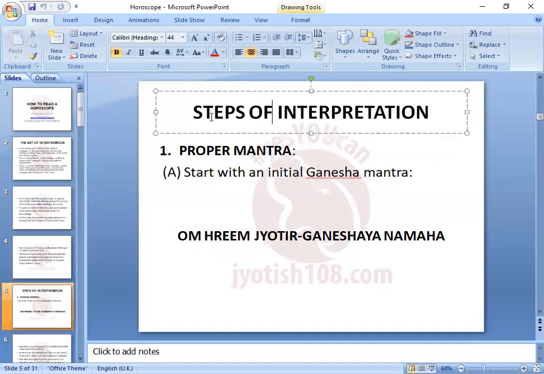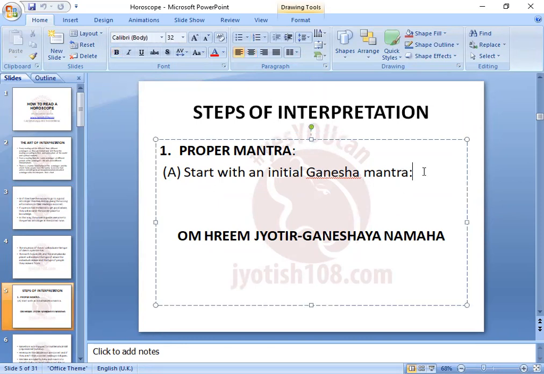So now coming to the steps of interpretation. Starting with a proper mantra is very, very important. This is for practicing astrologers as well as for people who are trying their hand at consultations. An astrologer may not only do consultations. There are four things an astrologer can do. He can teach also. There will be some astrologers who would only be interested in teaching astrology.